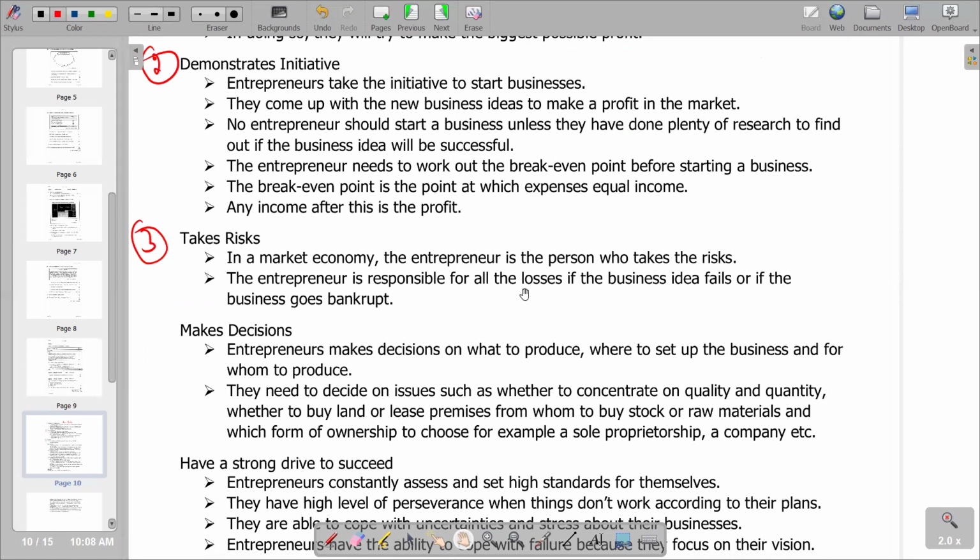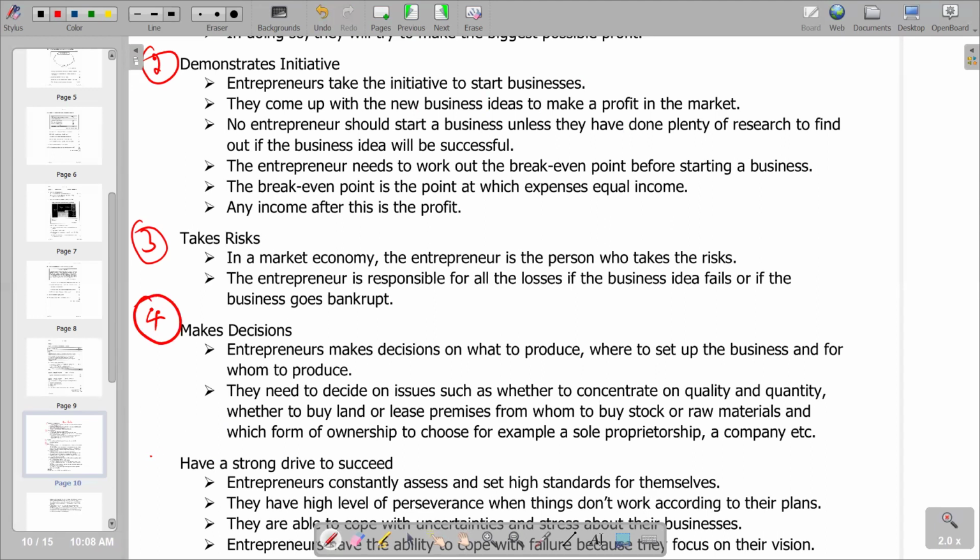So you should be prepared for the negatives, that you might be in a position to make a loss, which is going to be a negative position. So be prepared for that. Then you should be able to make decisions again. Entrepreneurs make decisions on what to produce, where to set up the business, and for whom to produce. Those are some of the decisions made by the entrepreneur, which also describes an entrepreneur, someone who is able to make decisions. So I'll go to the next part.